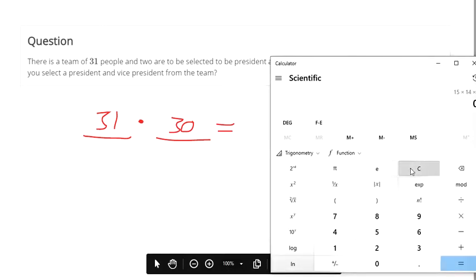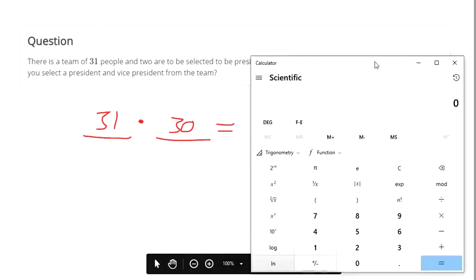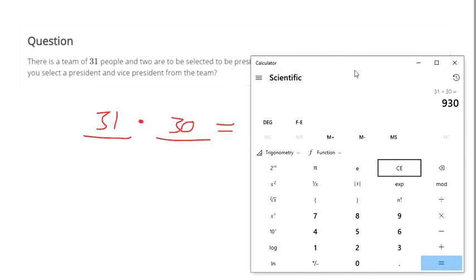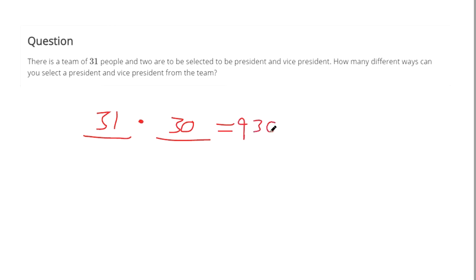Or you could do that in the other order. You could switch them. You know, pick the vice president first, then there's only 30 different people left to pick for president. So 31 times 30 makes 930 different ways.